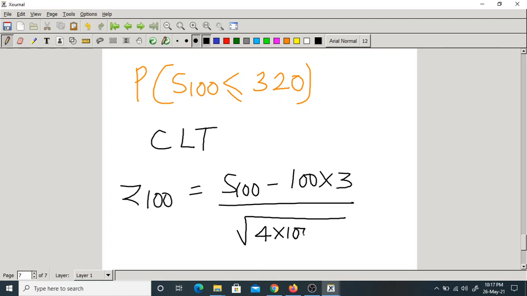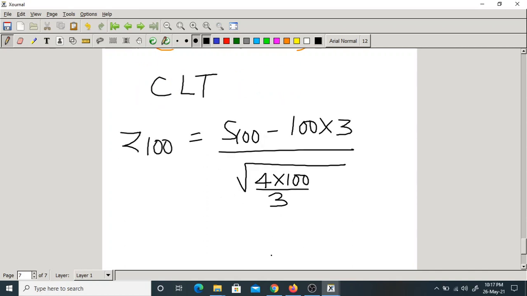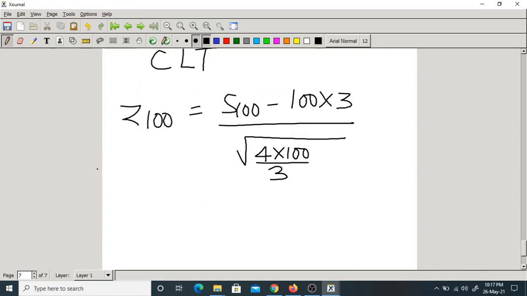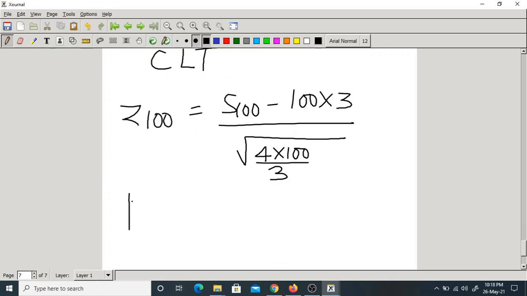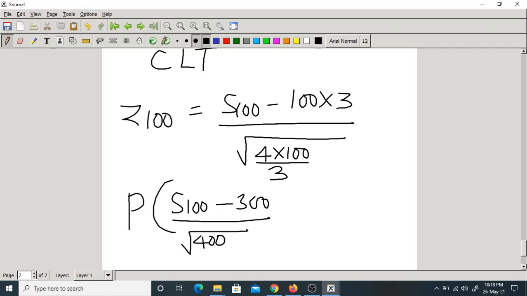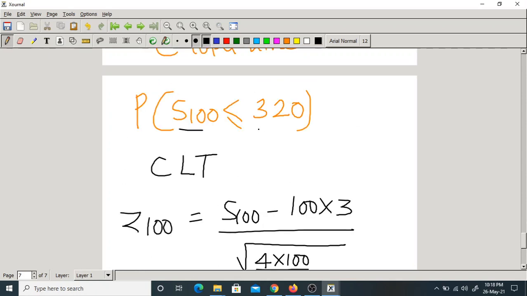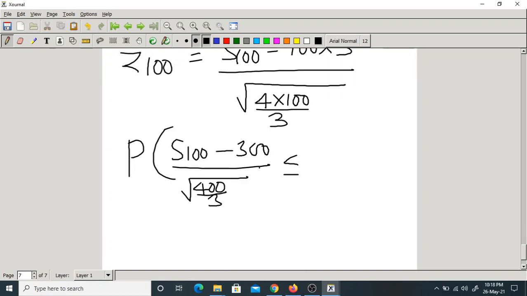4 into 100 by 3. This is Z100. Okay, so let us do now. We have done these similar steps in the last problem also. S100 minus 300 by square root of 400 by 3 is less than or equal to. So this is for the left hand side, we have done. Do the same thing for the right hand side. What is that? So 320 minus 300 by square root of 400 by 3.